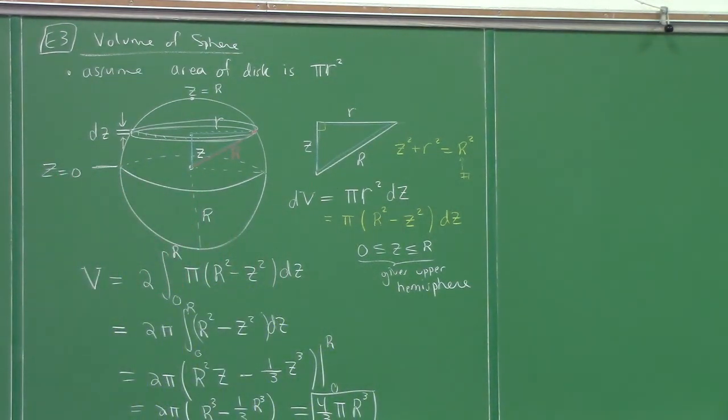Now this thing I just did is, well, yeah, I mean, I proved that the volume of a sphere is 4/3 pi r cubed. Prove is maybe too strong a word. I've shown that if we know that the area of a disk is pi r squared, it follows then that the volume of a sphere is 4/3 pi r cubed.